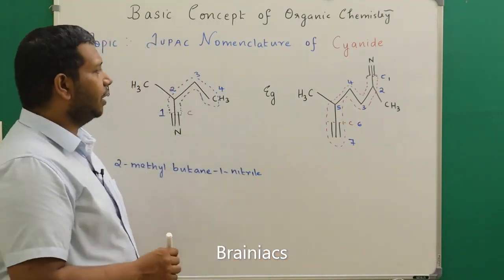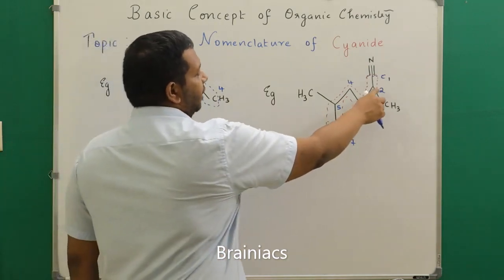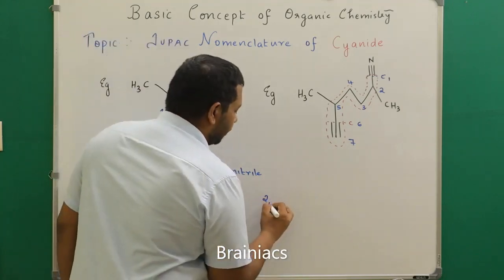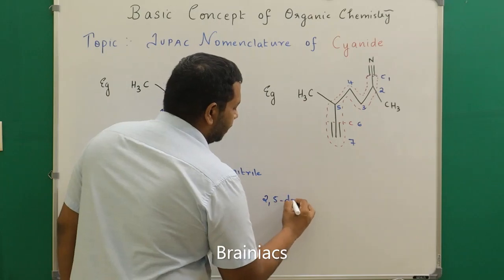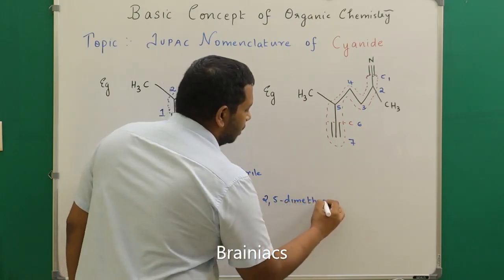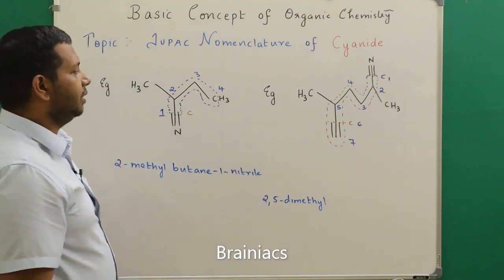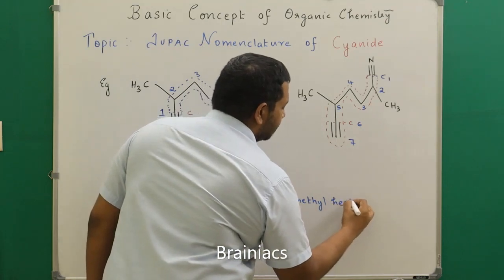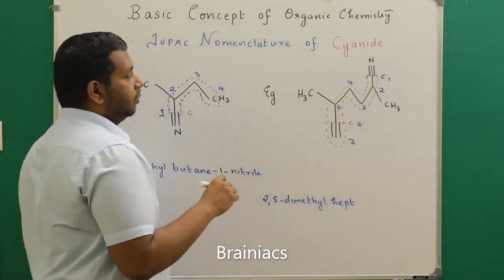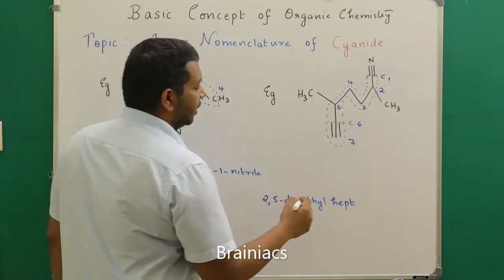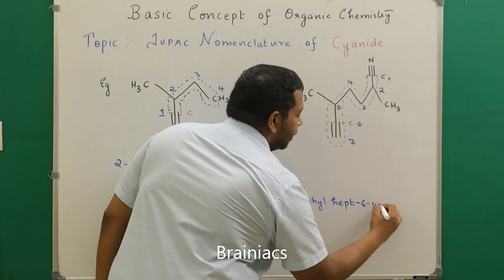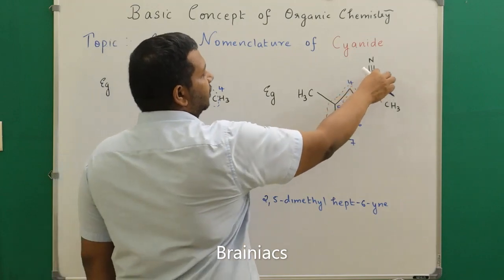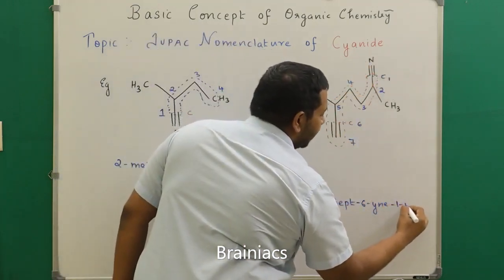Now how do I know the prefix will come first? Second position there is a methyl and fifth position there is a methyl. So I can say 2,5 hyphen dimethyl. How many word root? 7 carbon atoms. So I use the term hept, and all are linked through single bond. There is a double bond at position 6. So I can say hept 6 yne. So here also I should use the term e. Hept 6 yne, and at first position there is nitrile. Heptyne 1 nitrile.